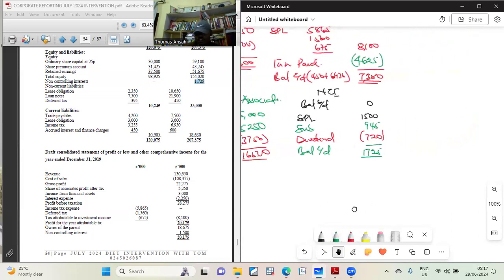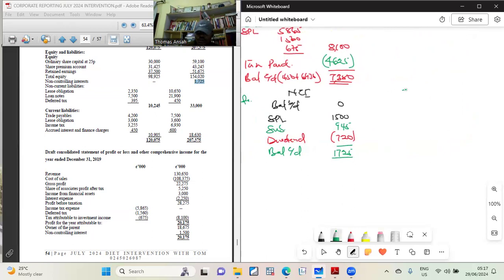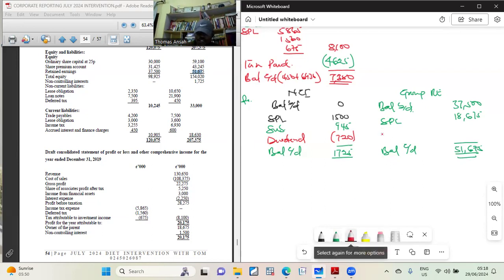Since we are on the dividend, you do it for the controlling part too. So all of them, group retained earnings. That working should be for all dividends. Balance brought down for group retained earnings is 37,500. What do we have as a share in the SPL? 18,675. Then we have our balance. We don't buy group retained earnings in a subsidiary, so our balance carried down will be 51,675, meaning that is how much dividend has been paid.